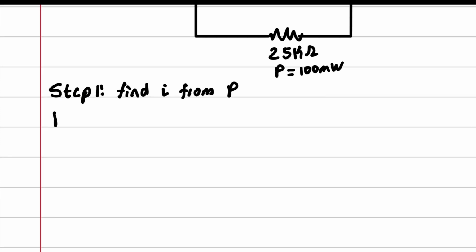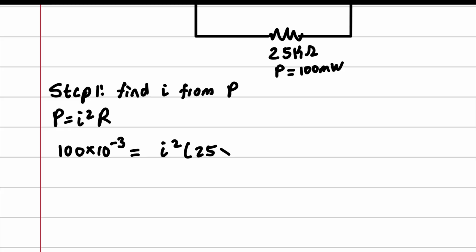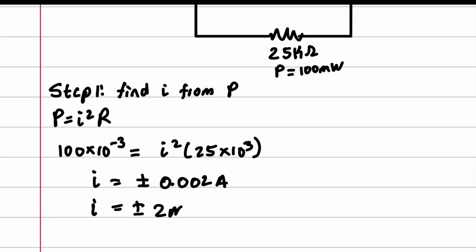Because we know that P equals I squared R. And so we're going to get 100 times 10 to the -3 equals I squared times 25 times 10 to the 3. And we're going to get I equals plus or minus, and let me type my calculator out, and we get plus or minus 0.002 amps, or I equals plus or minus 2 milliamps.